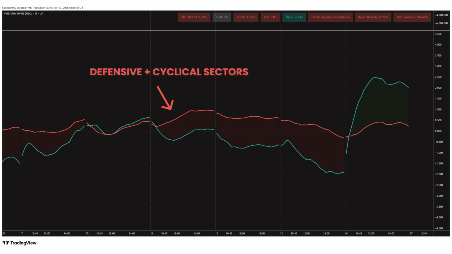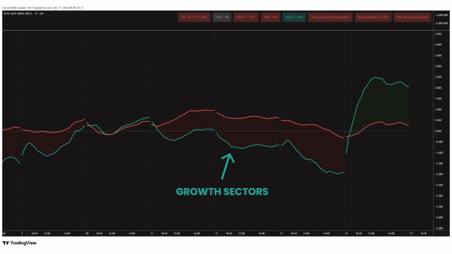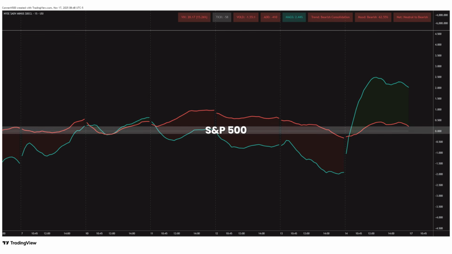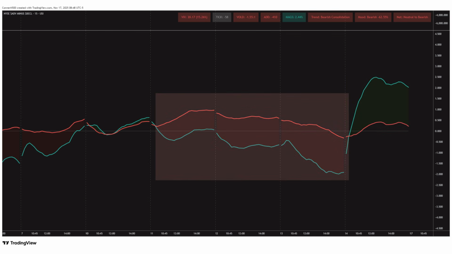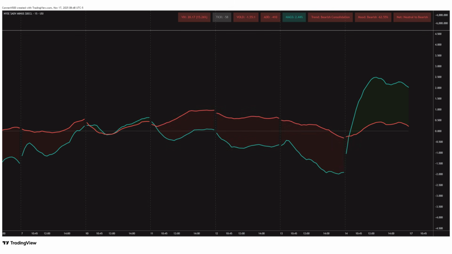The red line represents defensive and cyclical sectors. The green line represents growth sectors, and the gray line represents the S&P 500. When the green line is above the red line, growth sectors are outperforming, which generally reflects risk-on sentiment. When the red line is above the green line, defensive and cyclical sectors are outperforming, which generally reflects caution or risk-off sentiment. Keep in mind, this is relative performance.